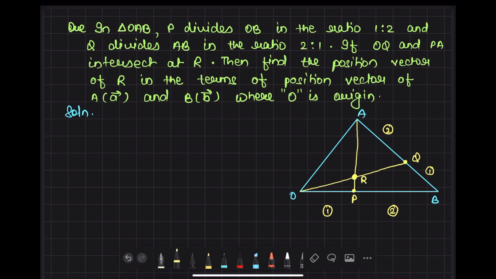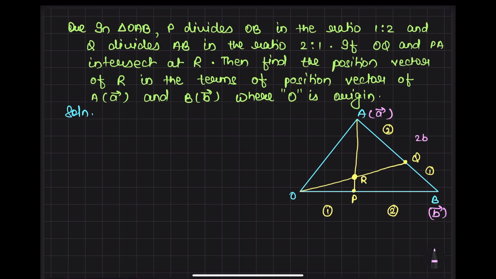Okay, let's change the color. Now find the position vector of R in terms of the position vectors of A and B. A is considered as vector A and B is considered as vector B. Now look at this and try to find the value of vector Q. You can apply the section formula, so it will become (2B plus A) by 3. So this is your vector Q.